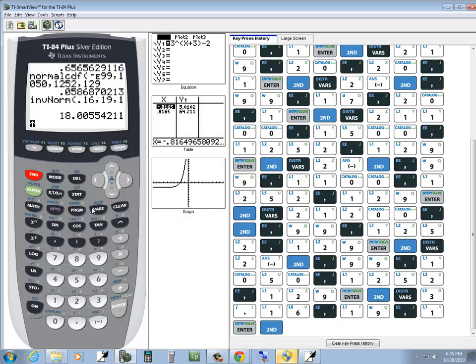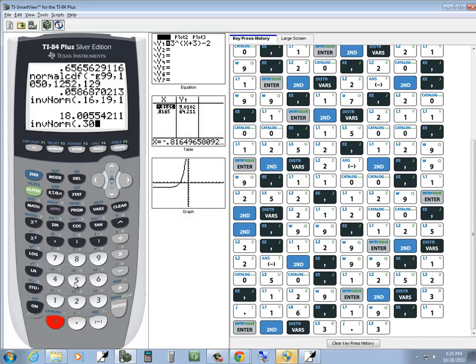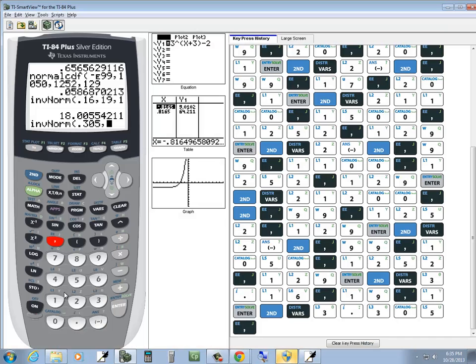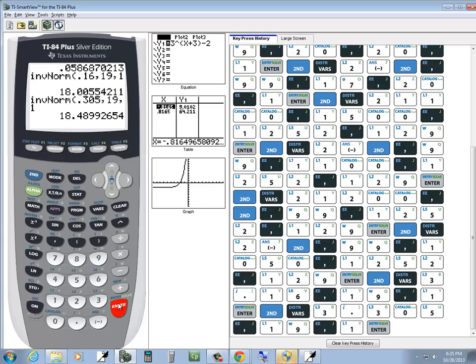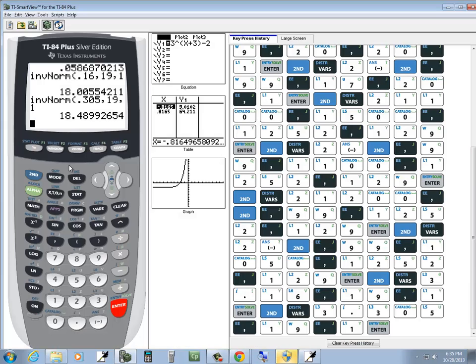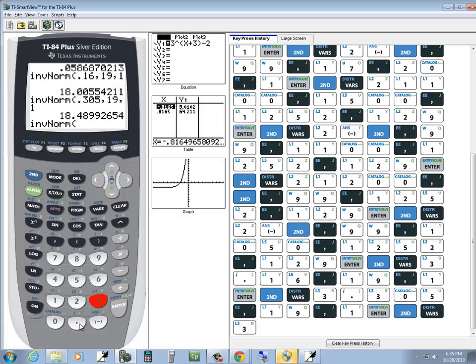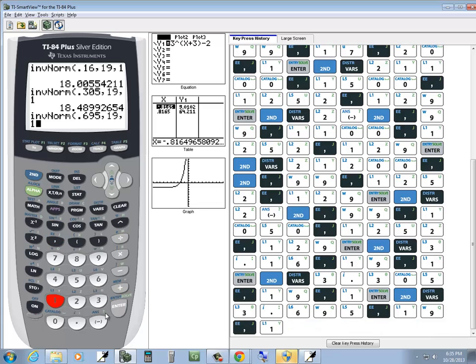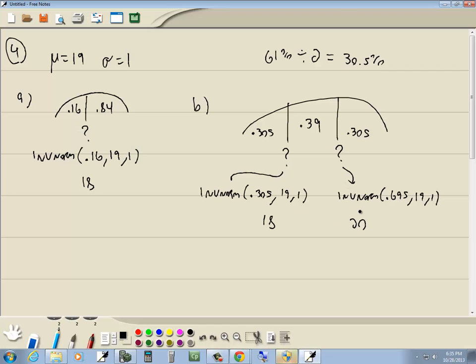So I'm going to do 2nd VARS, choose InvNorm, 0.305, comma, mean, which is 19, comma, 1, and that would be 18 to the nearest whole. Then the other one, we'll do 2nd VARS, choose InvNorm, and we've got 0.695, comma, the mean, comma, standard deviation, and we get 20 rounded, so 18 to 20.